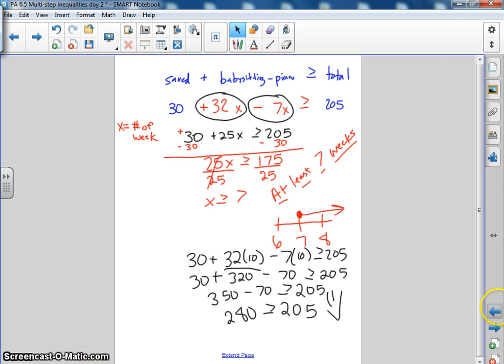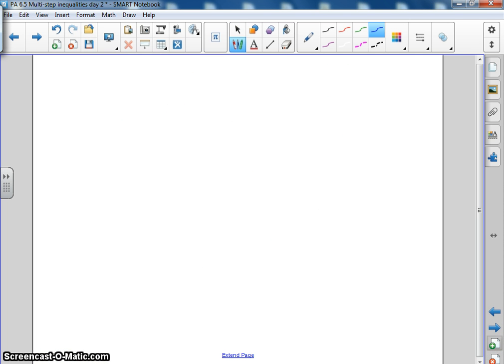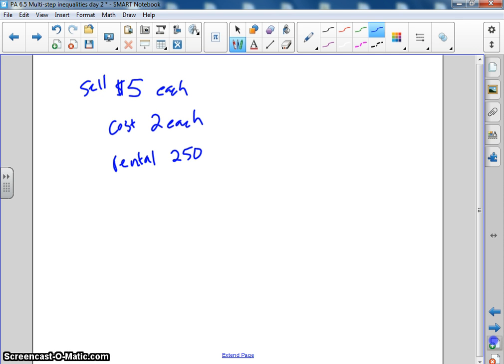All right, let's do the next word problem. Joey. At a street fair, each pie sells for $5. The pie ingredients cost $2 per pie. At the booth, rental cost is $250. How many pies must the vendor sell to earn a profit of at least $500? So we want to know what we have a profit of how much? 500. Yeah, 500. So we have to have at least $500 profit.